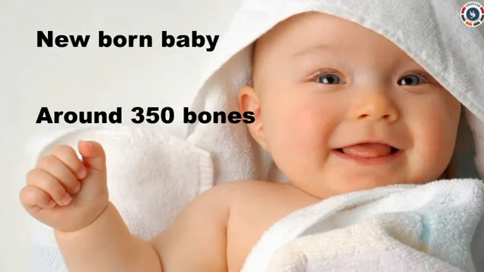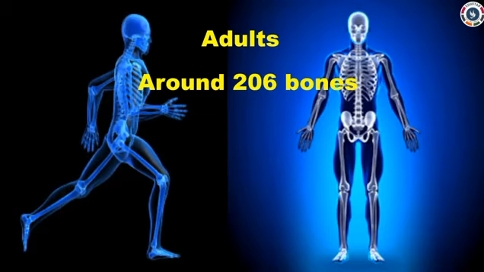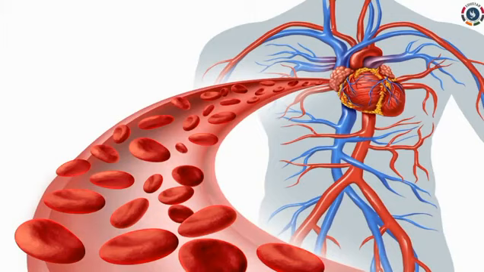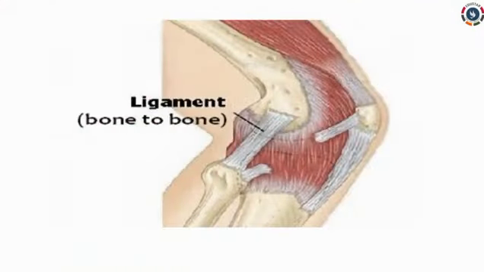When we are born, our skeletal system has around 350 bones. When we become adults, our body has around 206 bones. This is because as we grow, some of the bones join together. Bone contains blood vessels and nerves. They are connected together by flexible tissues called ligaments.